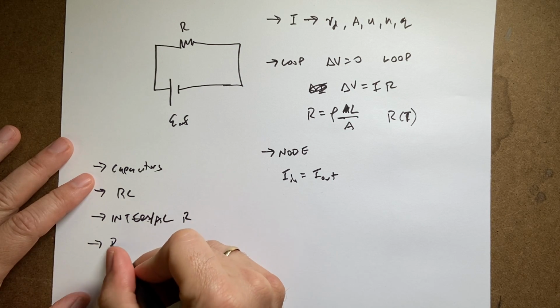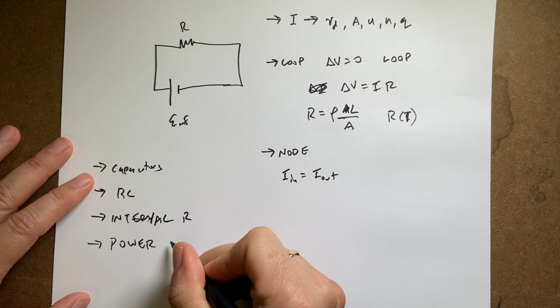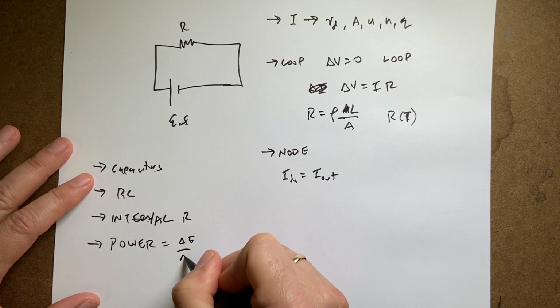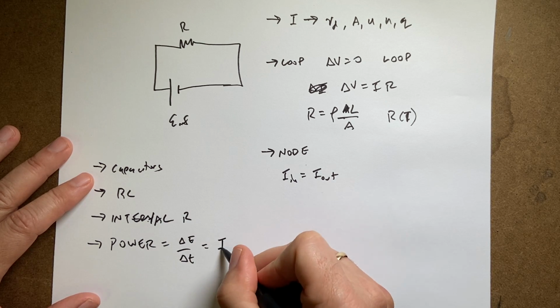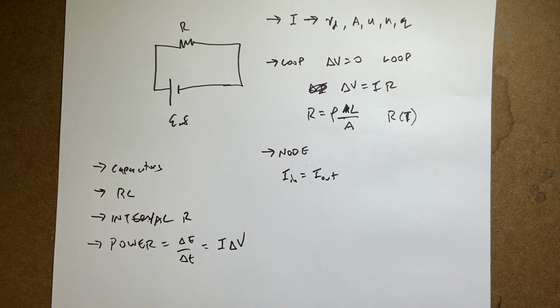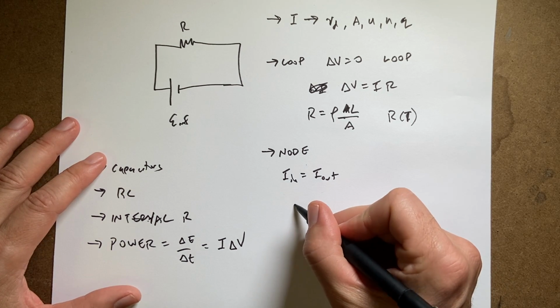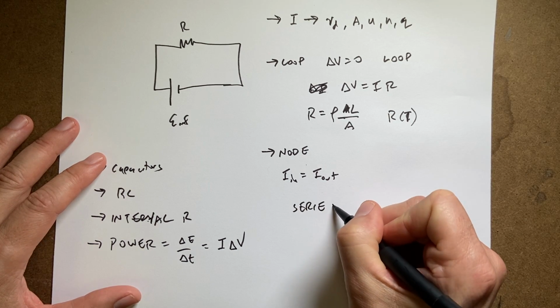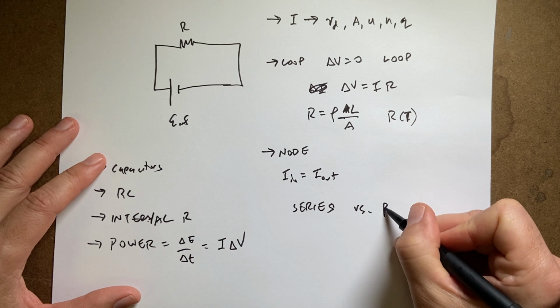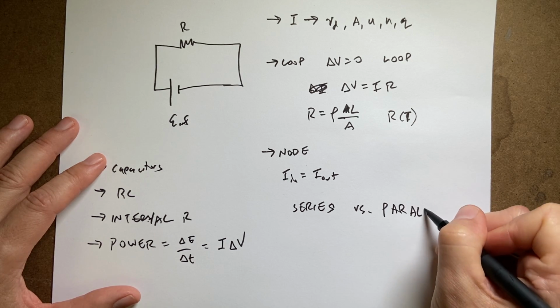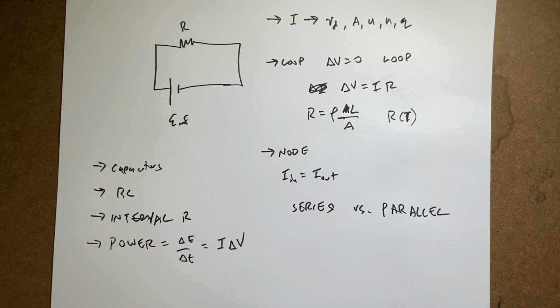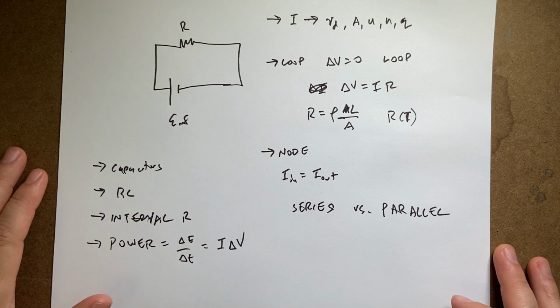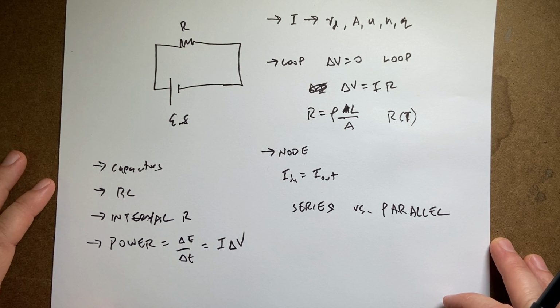Power and energy. Power is the change in energy with respect to time, and that's I times delta V for a circuit element. I think that's good. There's a lot of stuff with circuits, so make sure. Series versus parallel: you should know the difference in how to find those. Equivalent resistance. I think that's good for now. Okay, so that's where you should be for physics.